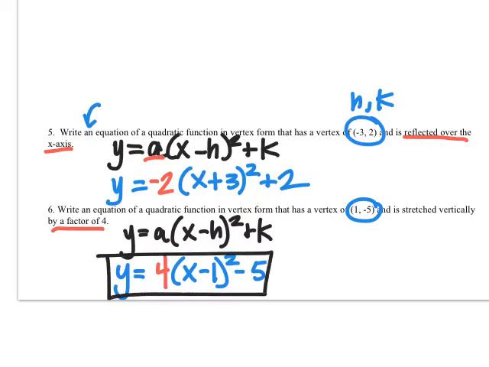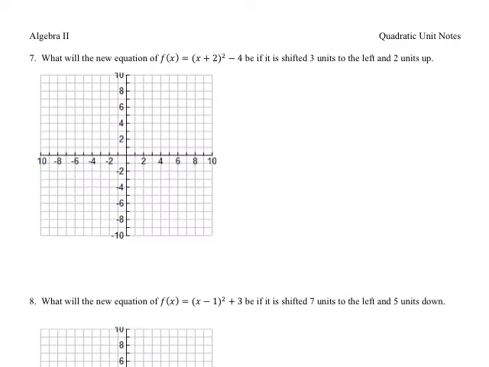So we want to basically take this equation and we want to shift it 3 units to the left and 2 units up and write what our new equation would be. So let's do this one in blue. So the vertex of that equation is -2, -4. So -2, -4, right about there. A is positive, so I know that it's going to open up, so it's going to look something like that. Now, this is just a rough sketch.